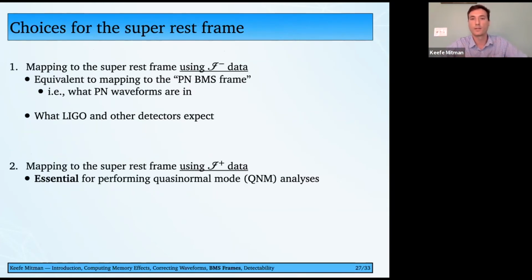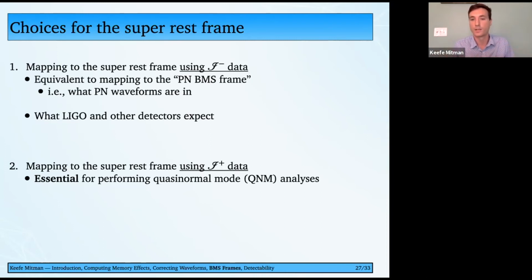To map to this super rest frame, or what Moreschi called the nice section, there are essentially two options. You can use data from scri minus, or you can use data from scri plus. If you use data from scri minus, you're essentially mapping to the frame that post-Newtonian waveforms are in, because this says that the initial value of the strain is 0, and it'll change to some non-zero value after the memory effect. This is what LIGO and other detectors expect. So for our numerical relativity waveforms, it makes sense to map them to what's called the PN BMS frame.